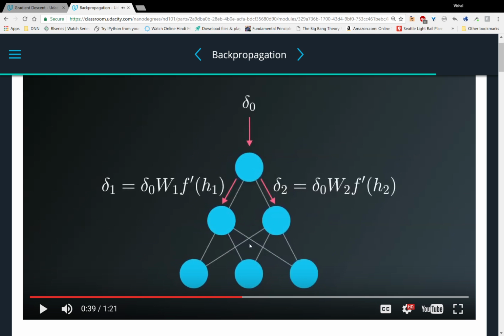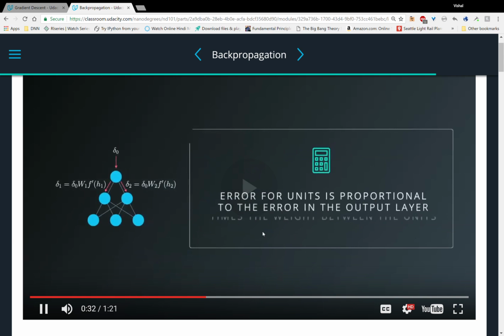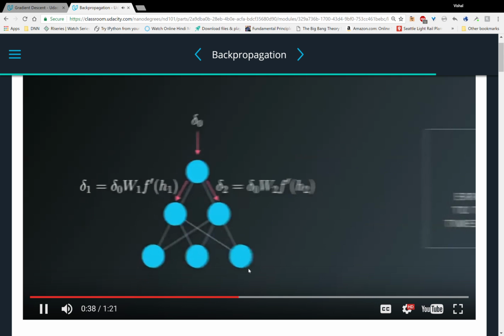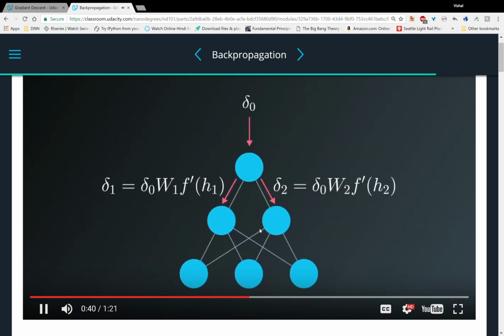So once again, it is proportional to the output layer and the weight between the units. Okay, let's look at this. To find the error for units there, it is proportional to the error in the output layer times the weight between the units. And this makes sense. A unit with a stronger connection to the output node is going to contribute more error to the final output.